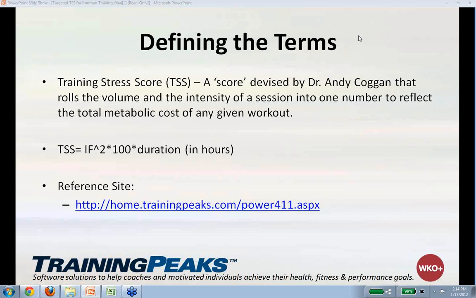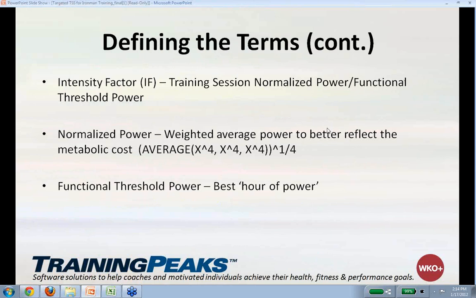So we talked a little bit about intensity factor. That is quite simply the normalized power of the training session divided by your functional threshold power. So if your functional threshold is 300 and the normalized power from your session was 200, we're talking watts for the bike here, then the intensity factor would be 0.67. It's a really easy way of looking at it on a percentage level, how close to that threshold number you were.